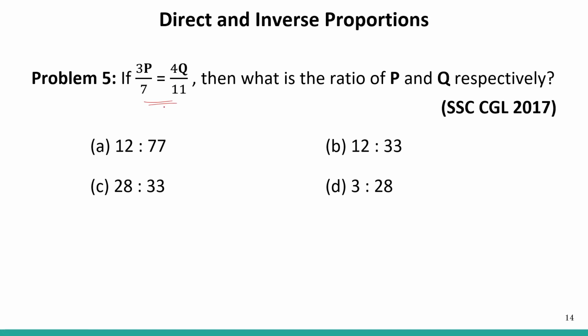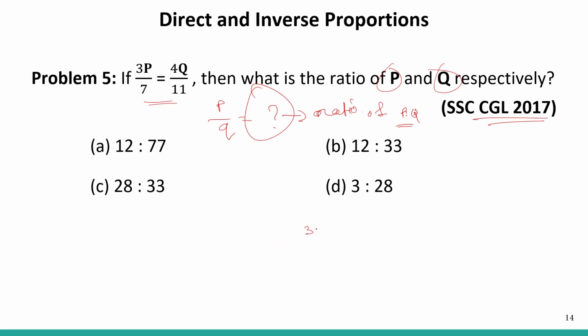This is what is given to us. So what is the ratio of p and q respectively? What we can do here is algebraically manipulate the equation in such a way that we get p by q on one side. Then whatever we get on the other side is the ratio of p is to q. This question has been asked in the SSC CGL 2017 exam.